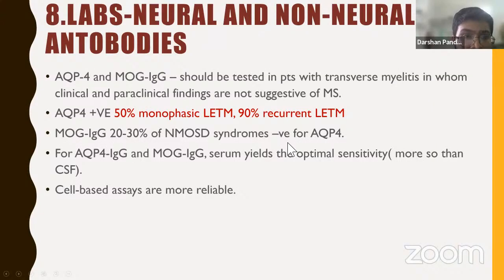Looking at labs, aquaporin 4 and MOG should be tested in patients with transverse myelitis in whom clinical and paraclinical findings are not suggestive of MS. Aquaporin 4 is positive in 50% of monophasic LETM and 90% of recurrent LETM, whereas MOG is positive in 20 to 30% of NMO spectrum disorders that are negative for aquaporin 4. For both, serum yields optimal sensitivity more so than CSF, and cell-based assays are more reliable.